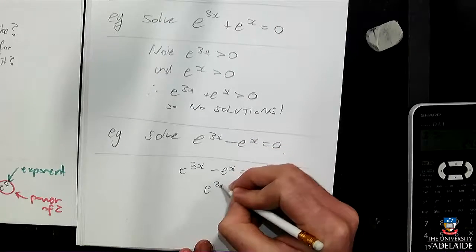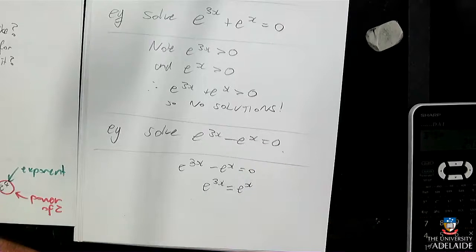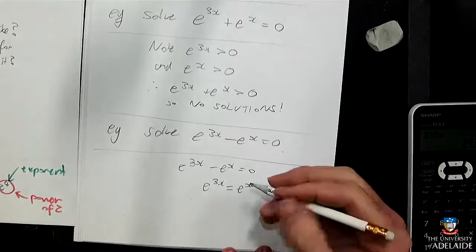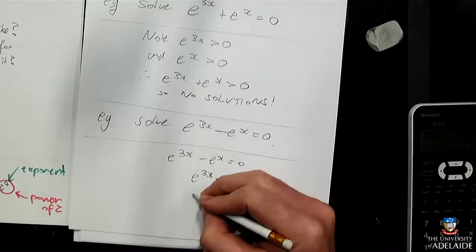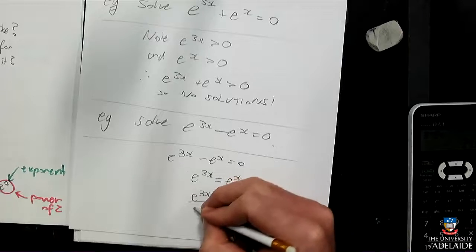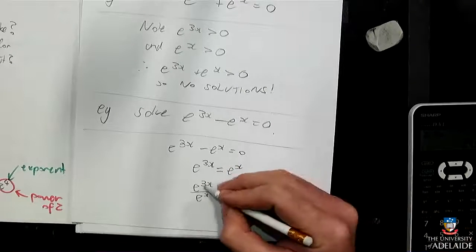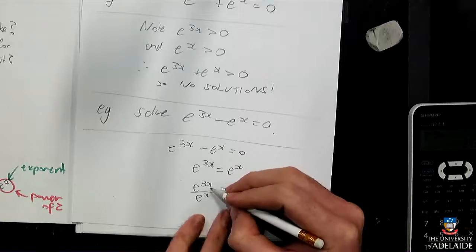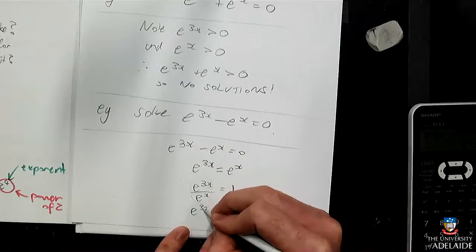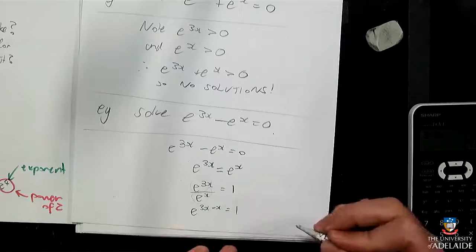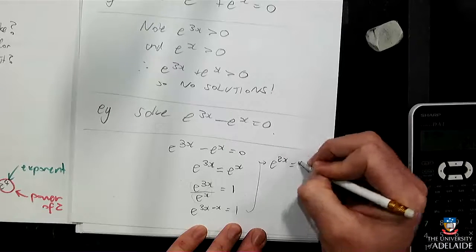So e to the 3x equals e to the x. If I add e to the power of x to both parts, I can get that. And I don't really want there to be x's on both sides, so what if I divide by e to the x? But I know that when you divide two powers of the same thing, you can subtract the powers. And so e to the 2x must be 1.